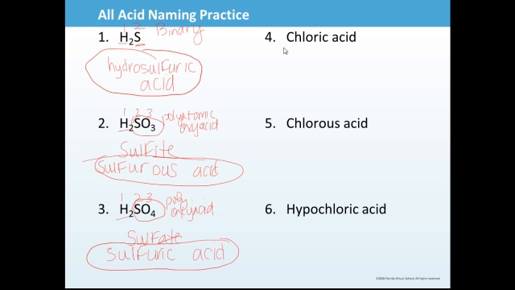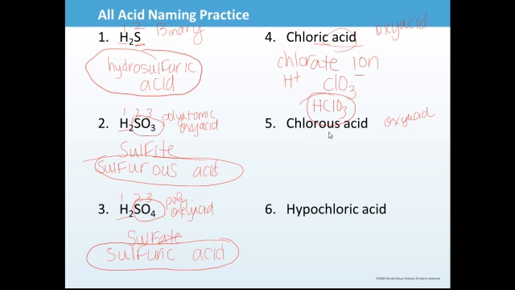Number 4, chloric. I don't have the word hydro, so I know this is going to be an oxyacid. So I know I have a polyatomic ion. And the name ends in IC, therefore I know it had the ATE ending. So I know it's the chlorate ion, which is ClO3 with a negative charge. It's an acid, so I know it's bonding with hydrogen plus. So +1, -1, HClO3.